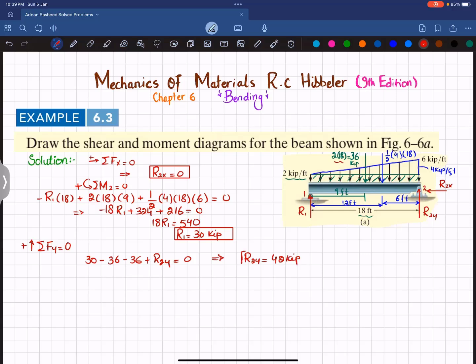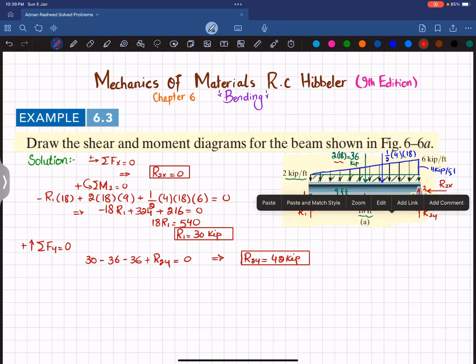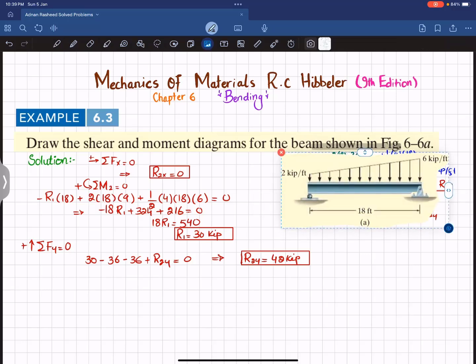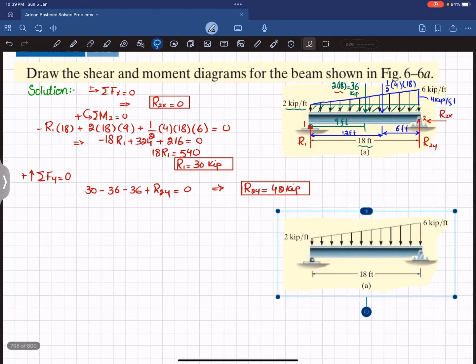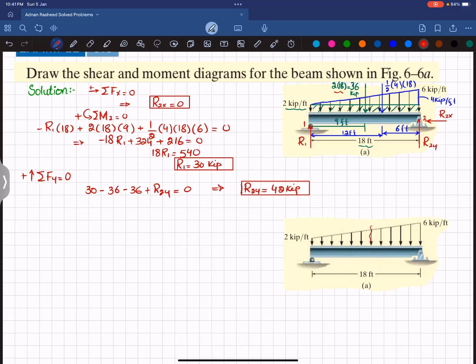Now you have all these three reaction forces. So what we will do is copy this diagram over here and paste it. If I section the beam at a distance x, at any distance which I call x, where x is greater than or equal to 0 and less than or equal to 18 feet.